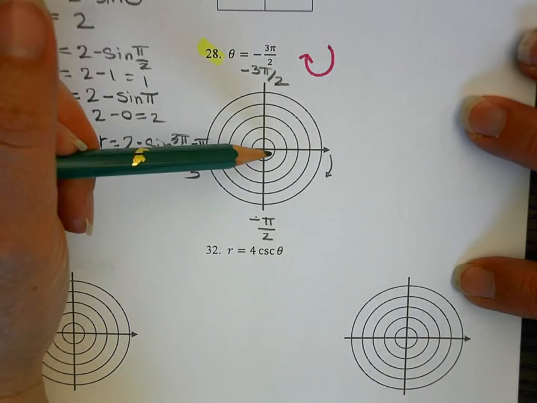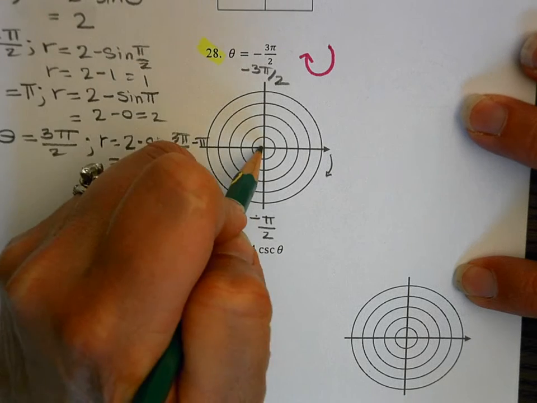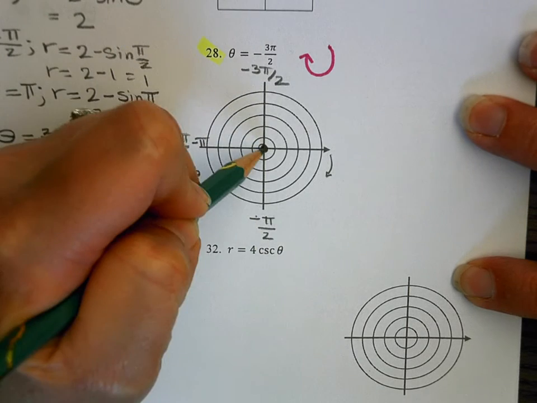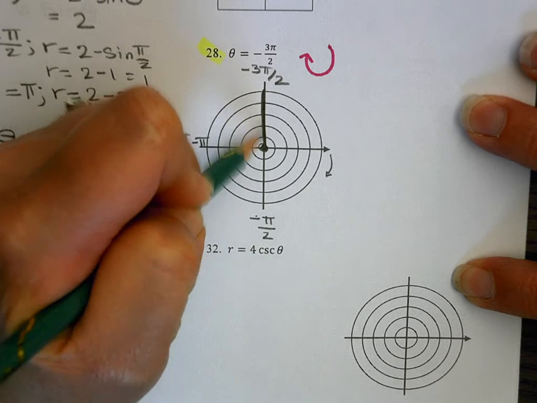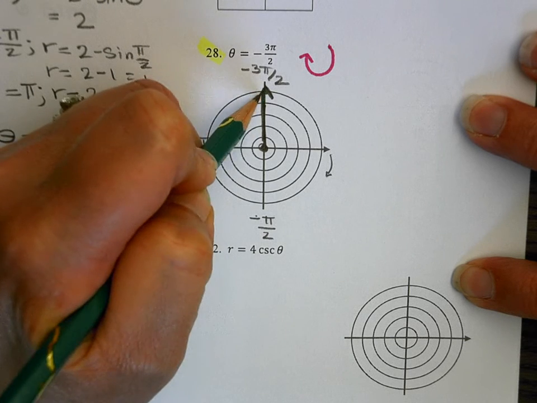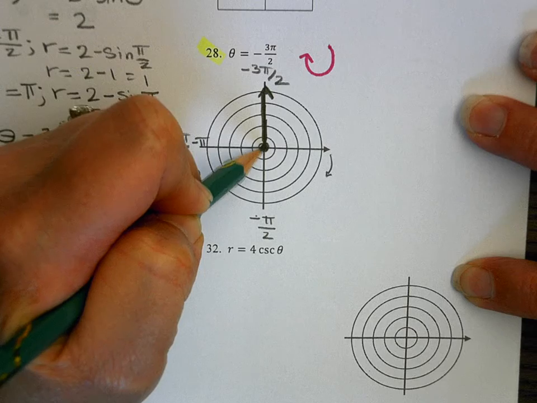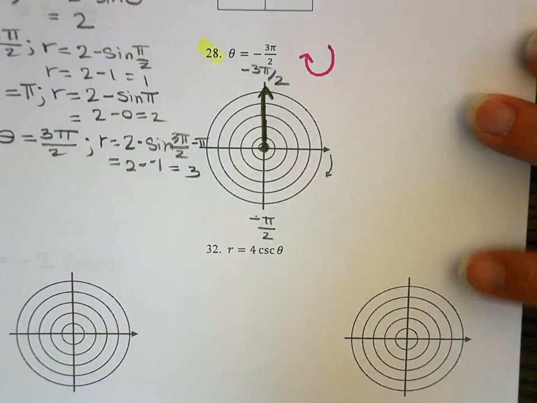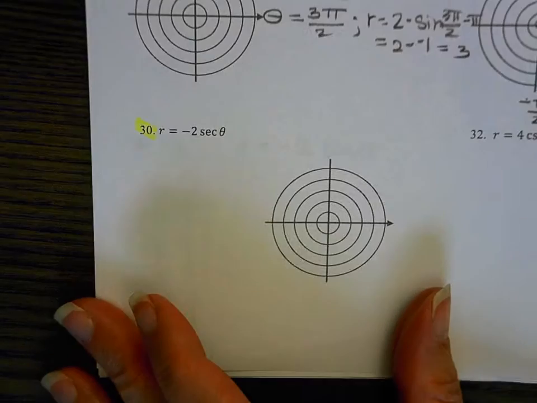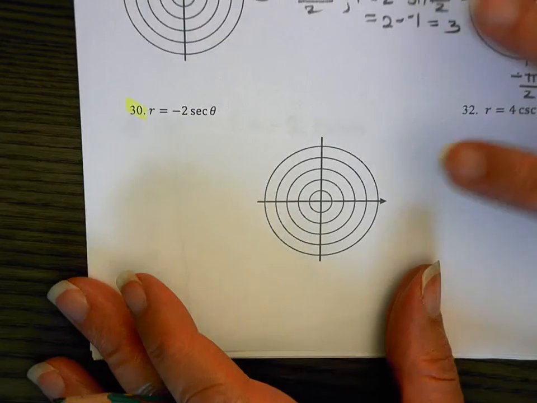So the negative 3 pi over 2 is going this direction, so I'm going to put my point at the pole, and then I'm going to go along this radial line here of negative 3 pi over 2. Okay? All right, and then one more here, number 30. Let's take a look at that one.